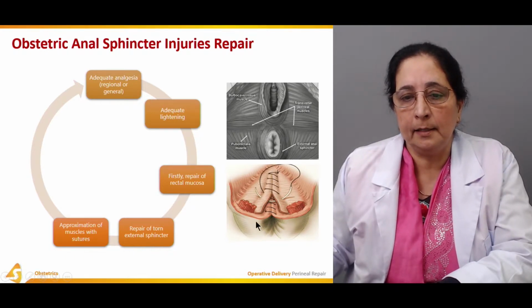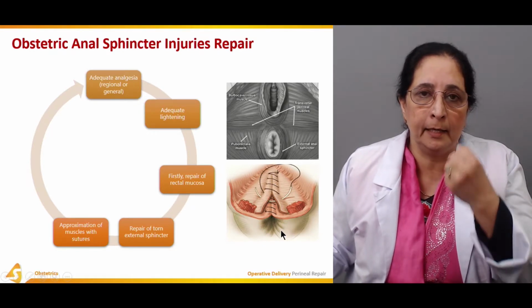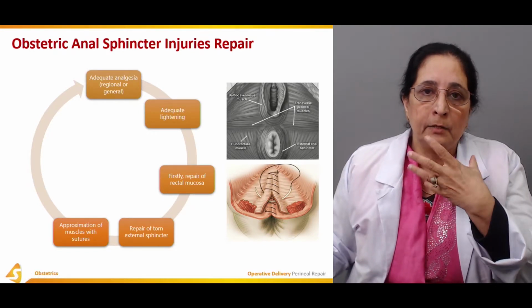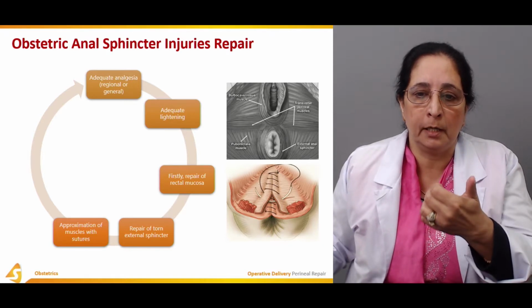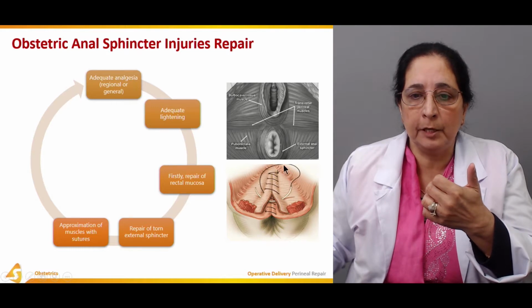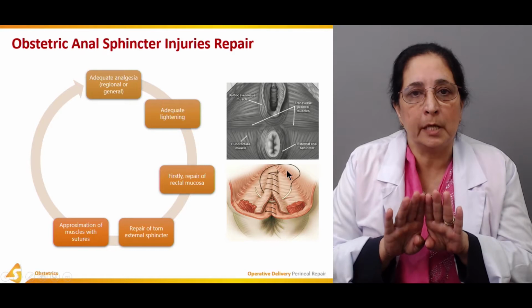This is the external anal sphincter, which closes the anal opening, and it opens when the time for defecation occurs. So this is just the picture showing how these muscles are repaired by close approximation.